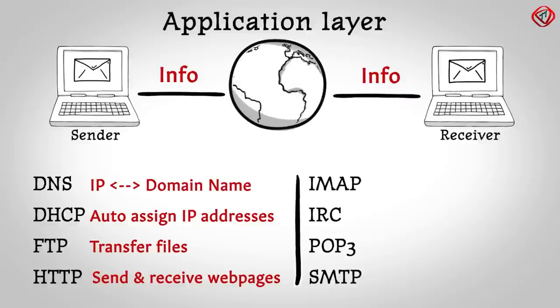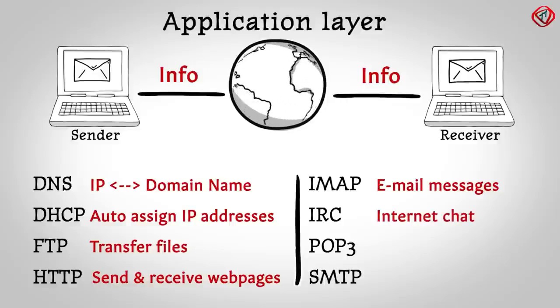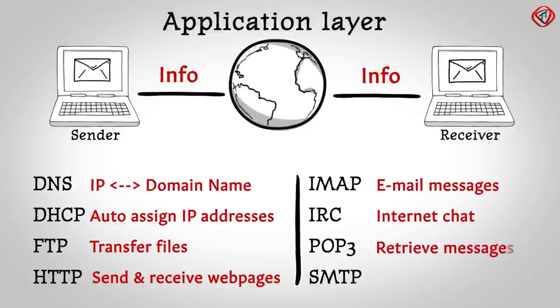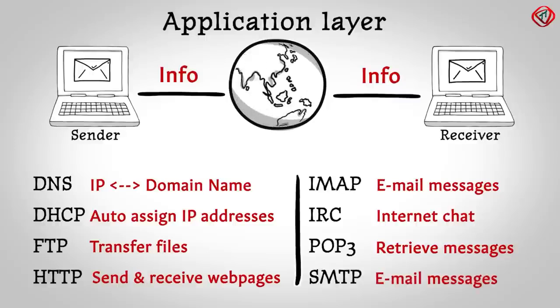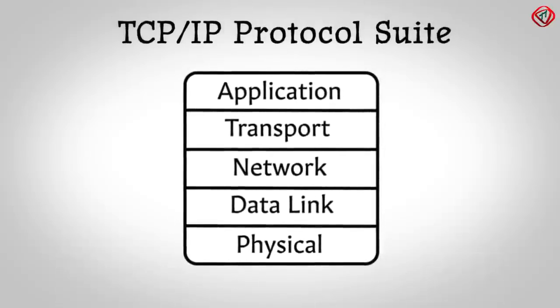Internet Message Access Protocol is used for email messages on the internet. Internet Relay Chat protocol is used for internet chat. Post Office Protocol version 3 is used by email clients to retrieve the messages from remote servers. Simple Mail Transfer Protocol is used for email messages on the internet. So these are the 5 layers in the TCP/IP protocol suite.